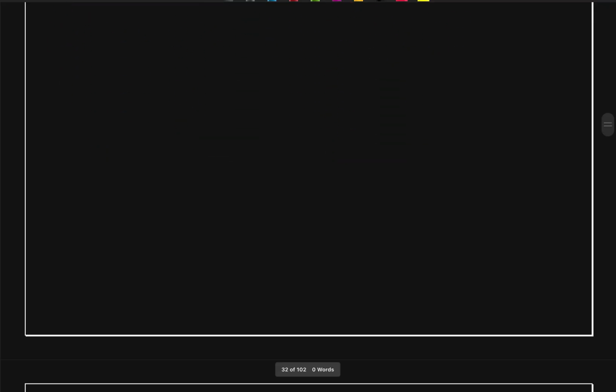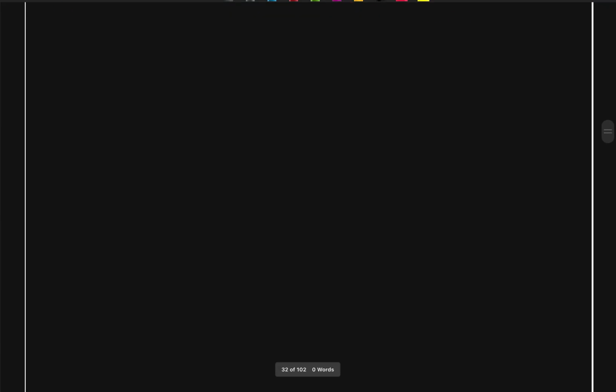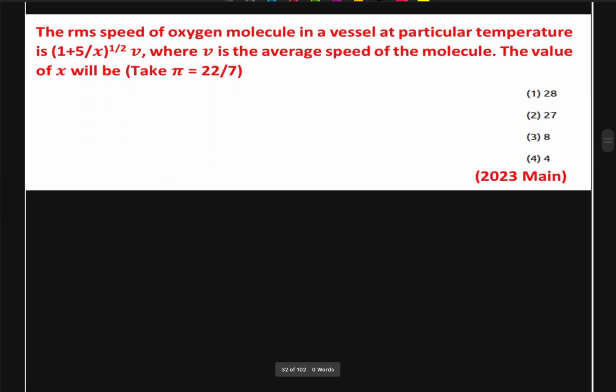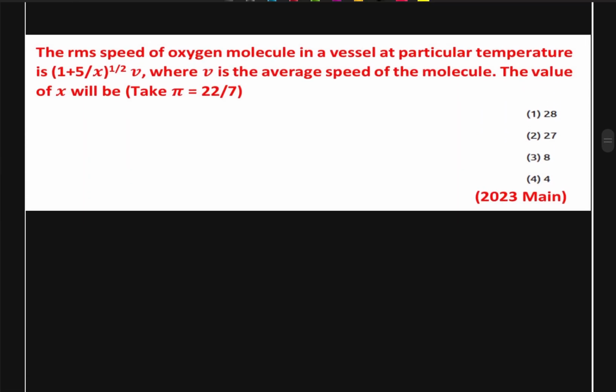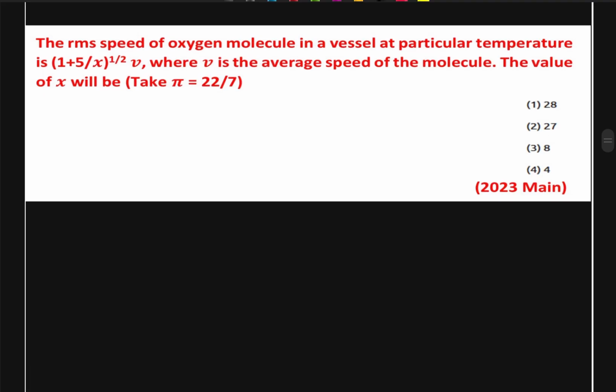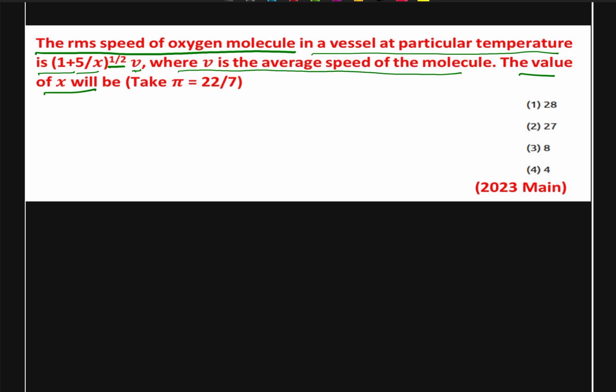Next question. It states that the r.m.s speed of oxygen molecule in a vessel at a particular temperature is (1 + 5/x)^(1/2) times v, where v is the average velocity of the molecule. The value of x will be. So here it is talking about two velocities. One is r.m.s and the other one is average velocity.